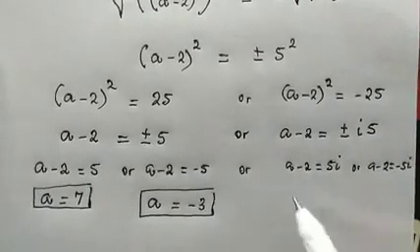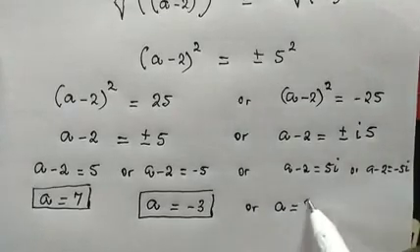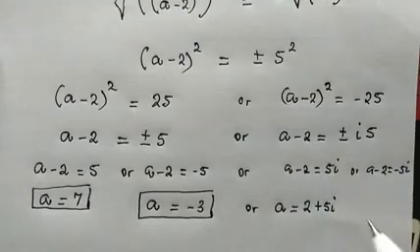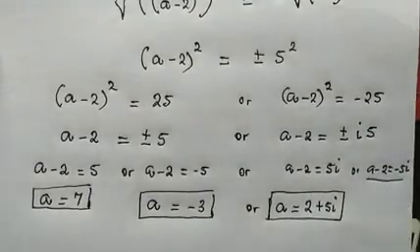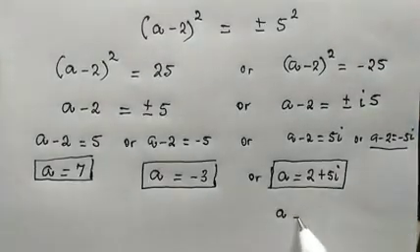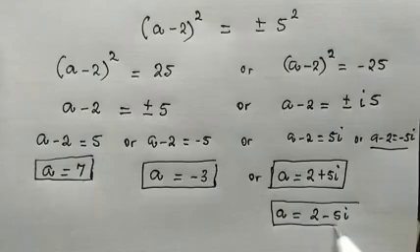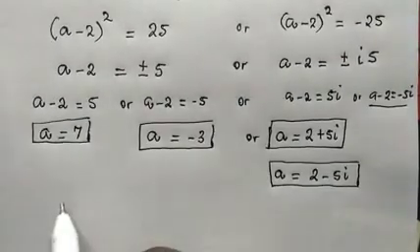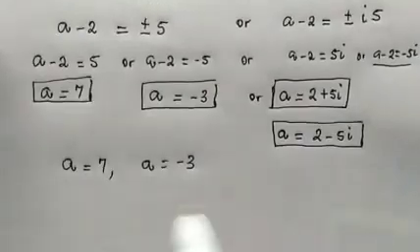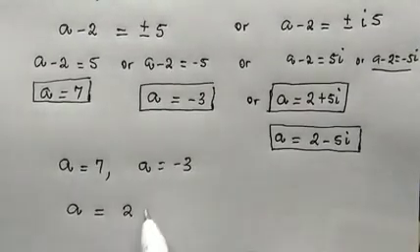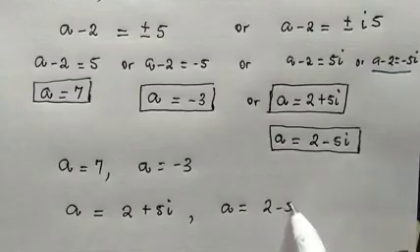And for this part here, add 2 to both sides, we get a is equal to 2 plus 5i, right? Okay, this is one complex solution. And for this equation right over here, add 2 to both sides, so we get a is equal to 2 minus 5i. Okay, so you can see we have 2 complex solutions and 2 real solutions. a is equal to 7, a is equal to negative 3, and for complex values we can say a is equal to 2 plus 5i, and a is equal to 2 minus 5i.